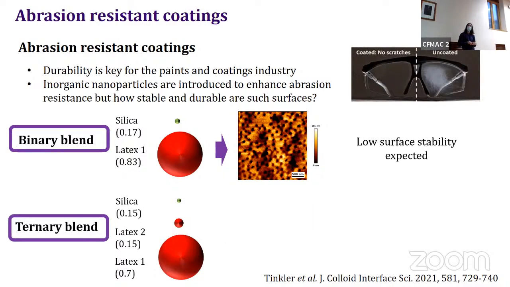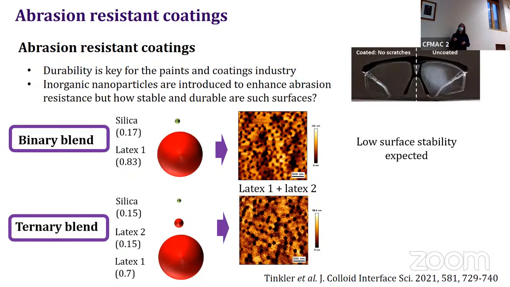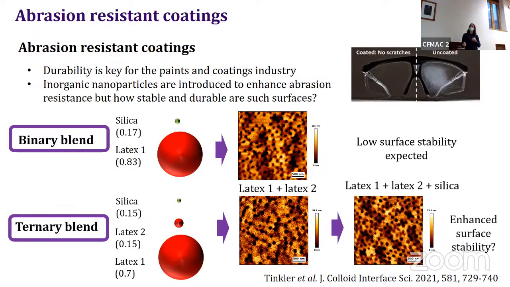So if we just mix these two latex particles and make a film out of that, we get the same kind of superstructures with the small polymer particles at the top. If we add the silica now, the silica goes on top of the small particles. We have a kind of three-layer structure where we expect the silica nanoparticles to be more stable because they have that polymer layer.